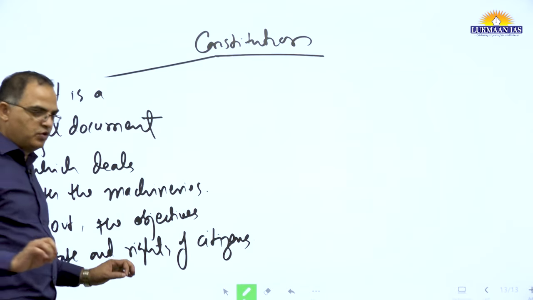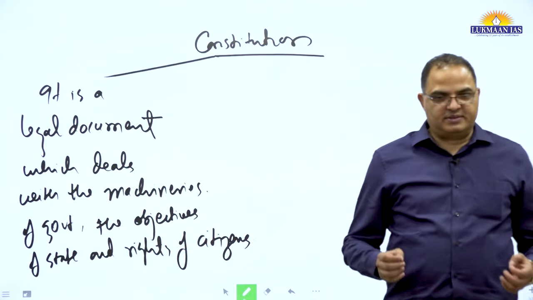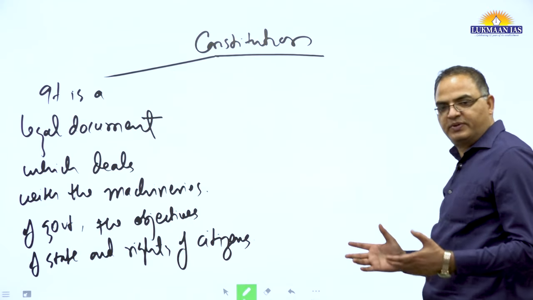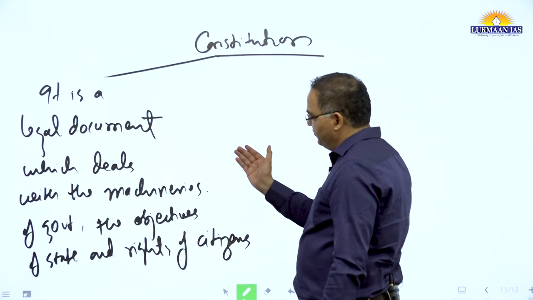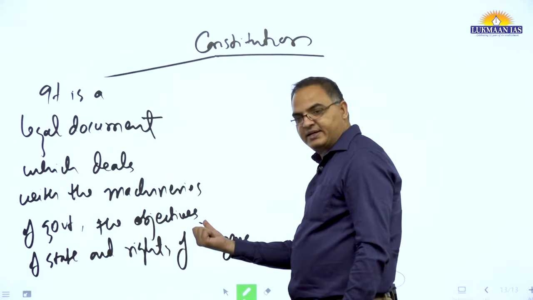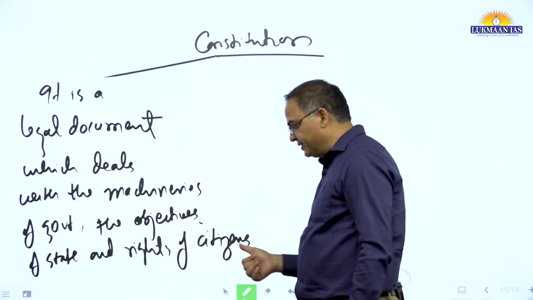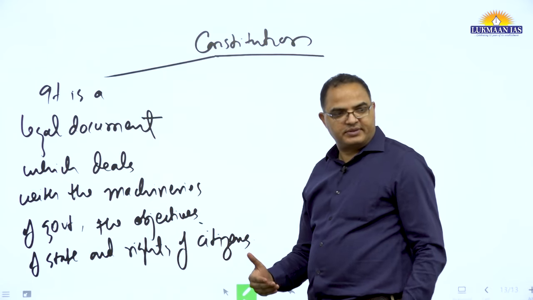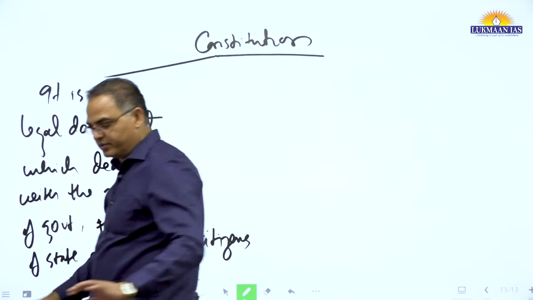It is a legal document which deals with polity. You can say it like this also. It is a legal document which deals with system of government. That also you can say, machineries of government. But further, if you want to elaborate, you have to take the objectives of a state, what should be the objectives and the rights of citizens. Then it becomes a bit comprehensive definition of constitution.